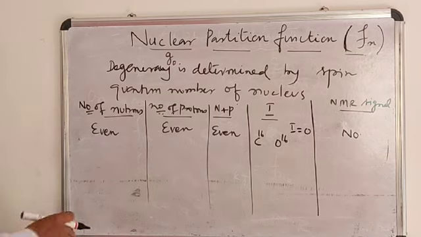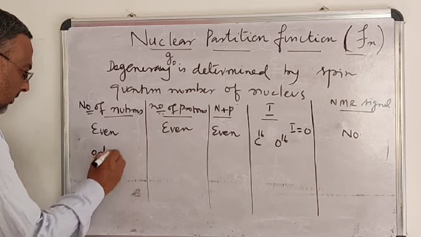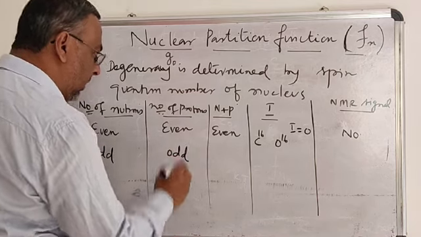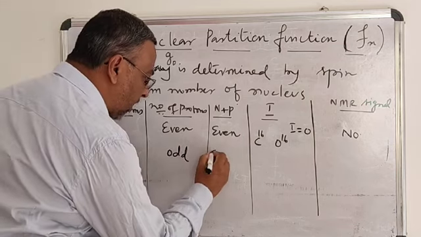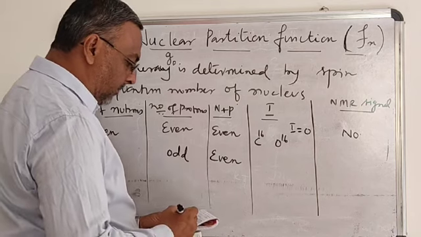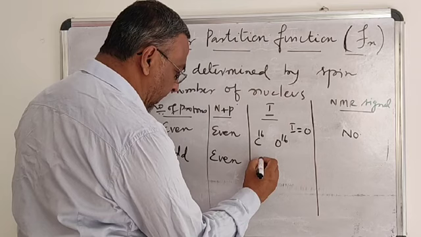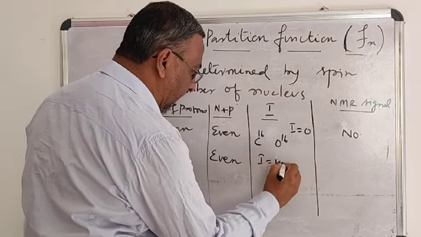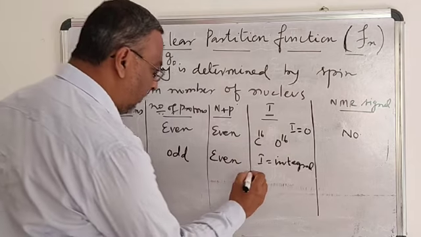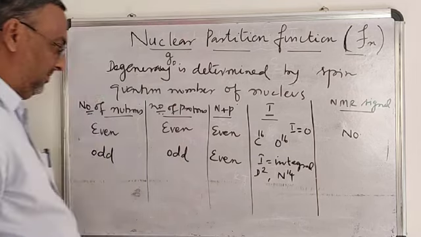For example, in the other case, if the number of neutrons is odd and the number of protons is odd, then neutron plus proton will be even. For example, this is in the case of, and the I value will be integral. I will be integral. Example, in the case of deuterium, in the case of nitrogen.